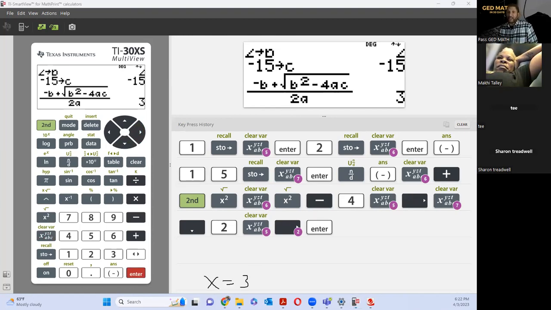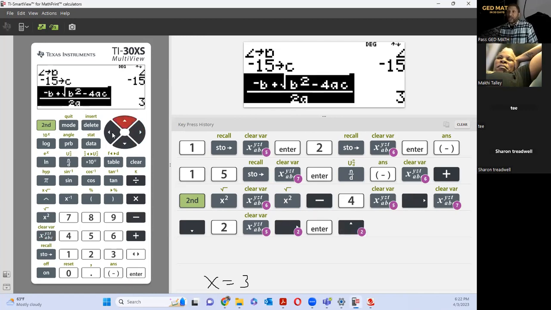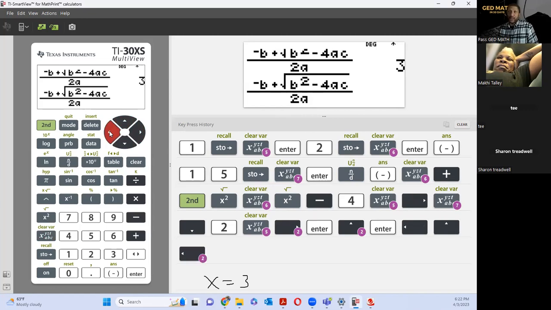And then I'm going to get my second solution. I'm going to go back up into my quadratic formula, and I'm going to change that plus to minus. Remember how it has plus minus? We can only do one at a time in the calculator. So I'm going to do minus. My other solution is minus 5.